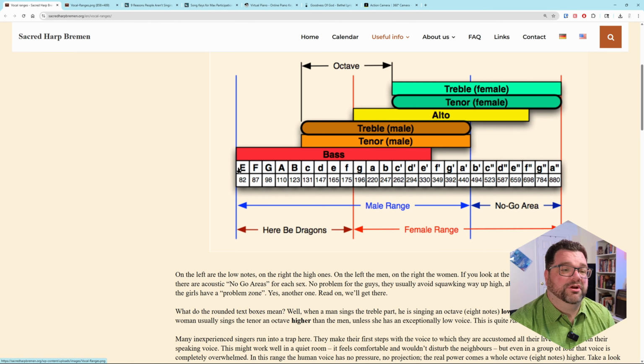And so you can see from this chart, there's one of many. This one I got from Sacred Heart Bremen's website.org. You can see where the basses, trebles, tenors, altos, tenors, trebles, female, all the ranges that they hit. A lot of times something to consider is that the people that you're hearing online are tenors for a male, so they can hit those high notes that a lot of people can't hit.